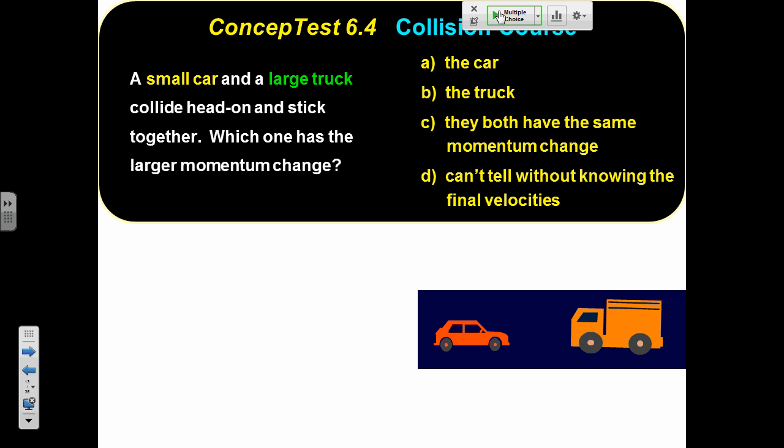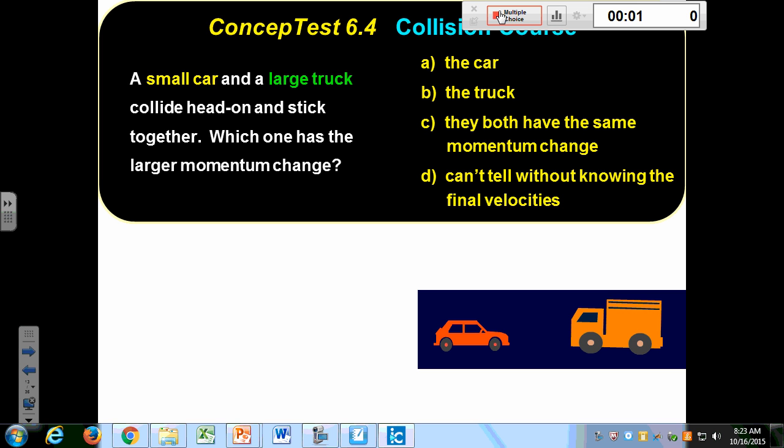A small car and a large truck collide head on and stick together, like their bumpers stick together. Which one has the larger momentum change? The car, the truck, they both have the same, or you can't tell without knowing the final velocities. Remember that F is equal to dp/dt. Which has the larger momentum change? That would be dp, or delta p.